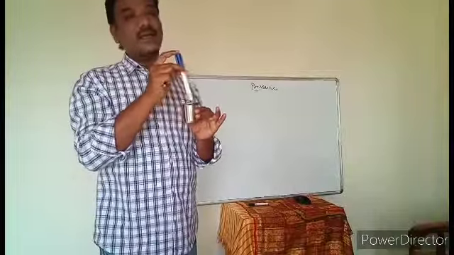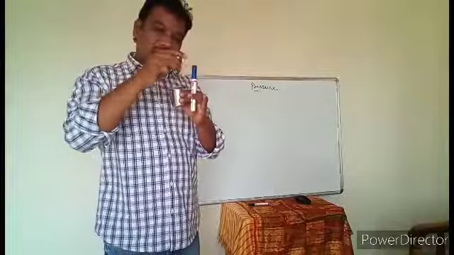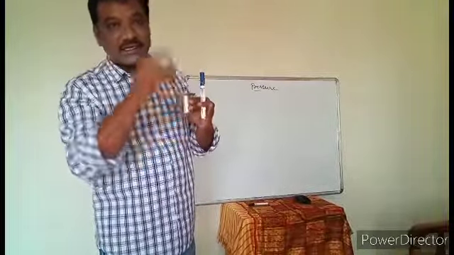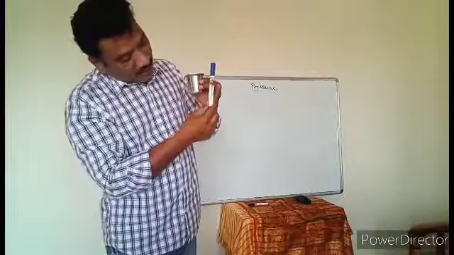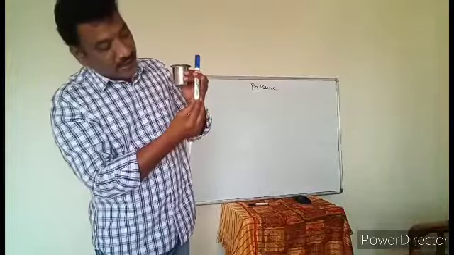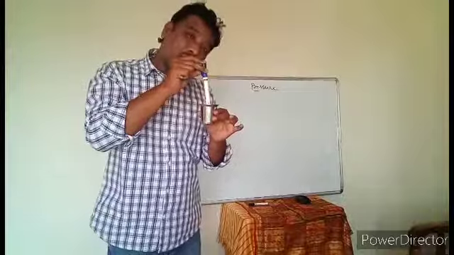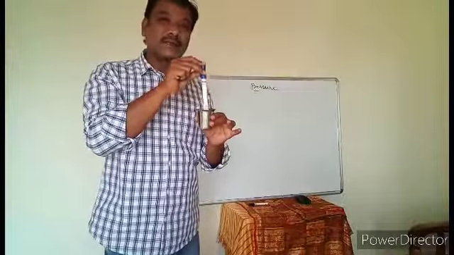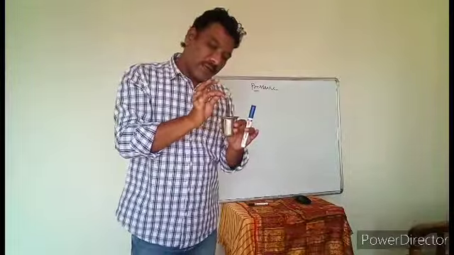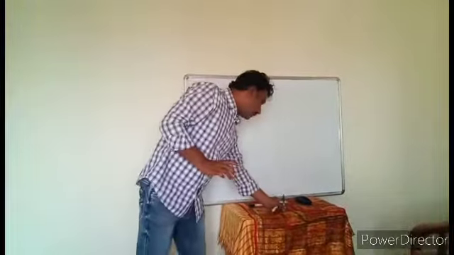Why? What is the reason? Because the area of contact of the sharp edge is less, and the area of contact of this marker is more. When the area increases, the required amount of force increases. But when the area decreases, we can apply less amount of force. Okay.